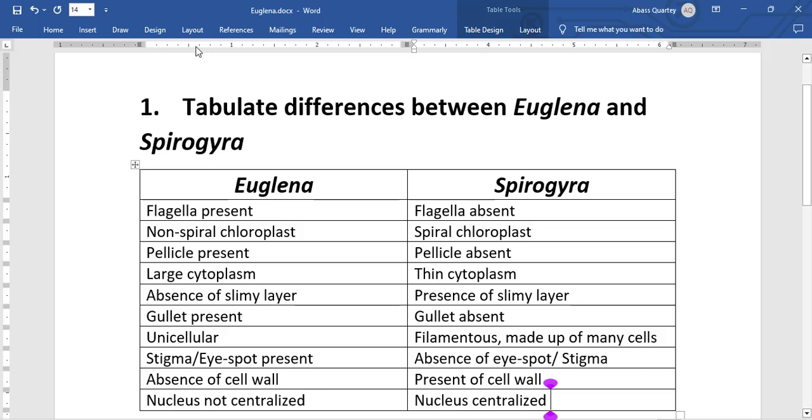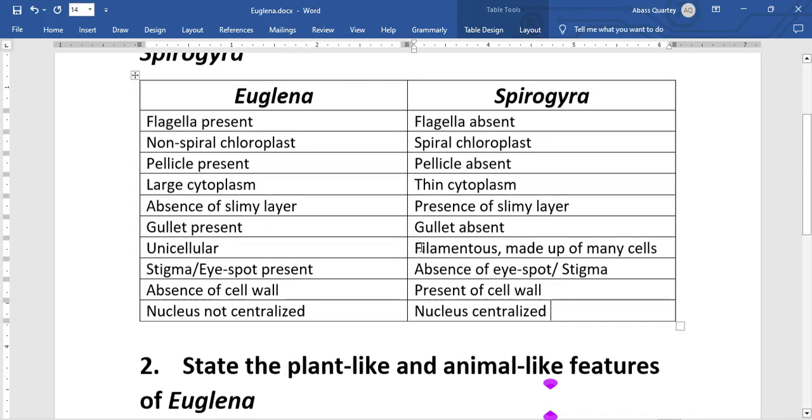Well, hello guys. So this is a quick look at the solution to the exercise I gave you. So you have to tabulate some differences between Euglena and Spirogyra. So you have Euglena on the left column, Spirogyra on the right. So let's look at some of the lines of difference between them.